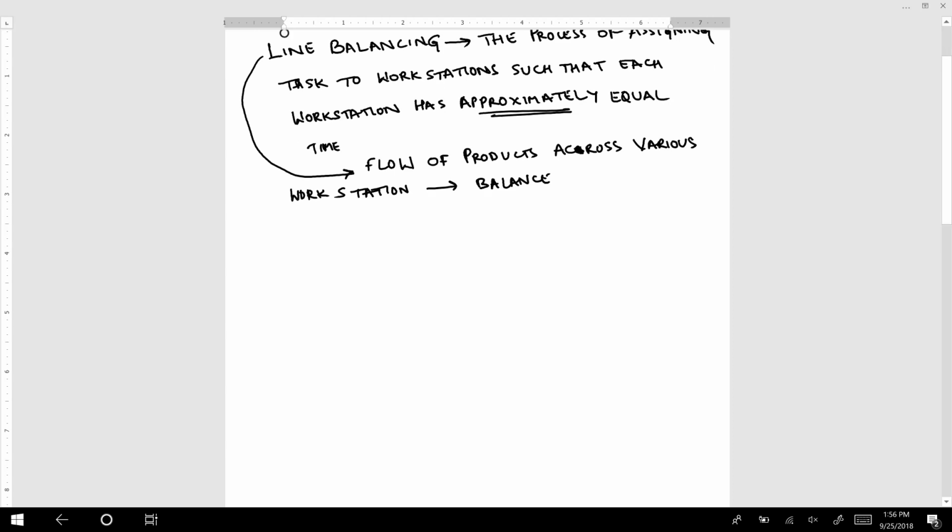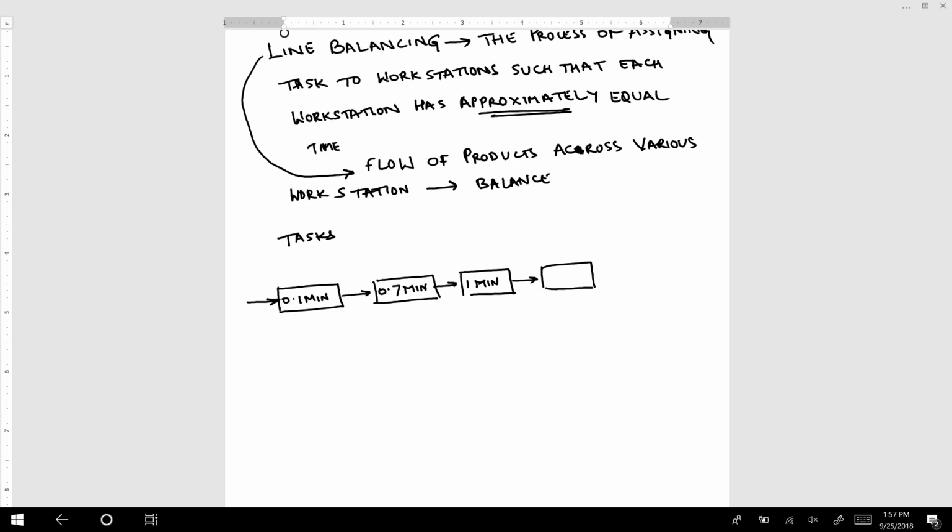Suppose I have tasks. These are my tasks. So this is task 1 and it takes 0.1 minutes. The product will flow through these tasks. Then I have task 2 which takes 0.7 minutes, and then task 3 which takes 1 minute, and then task 4 which takes 0.5 minute. And finally task 5 which takes 0.2 minute, and then the product comes out. So now we have to assign these tasks to workstations.